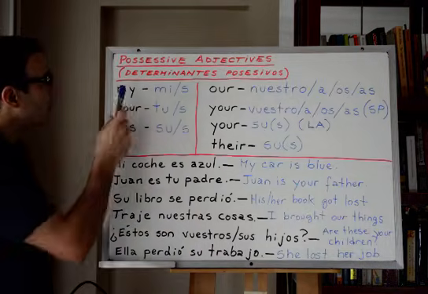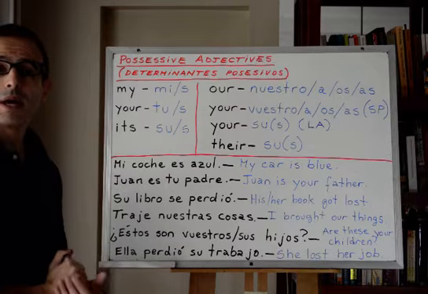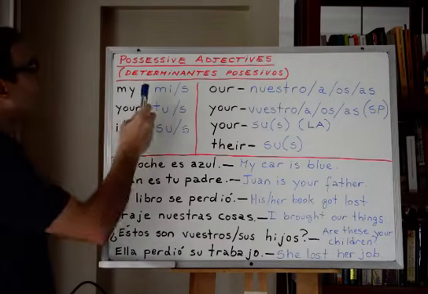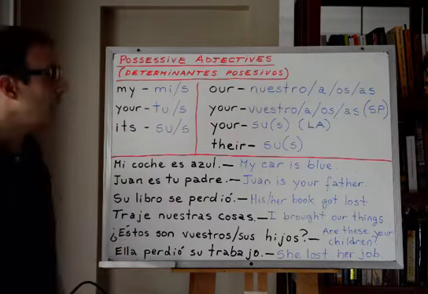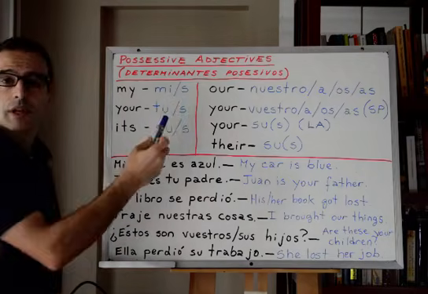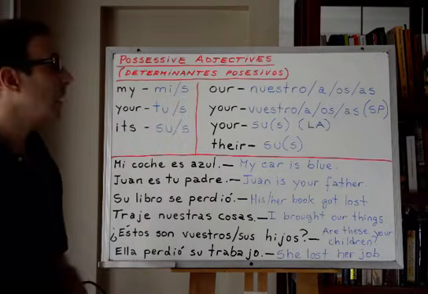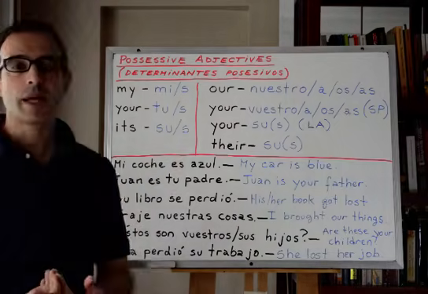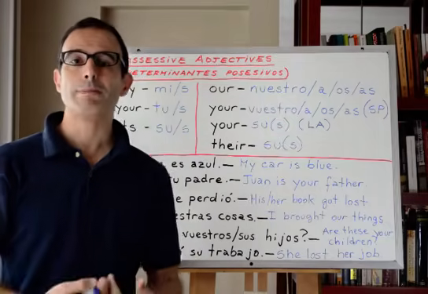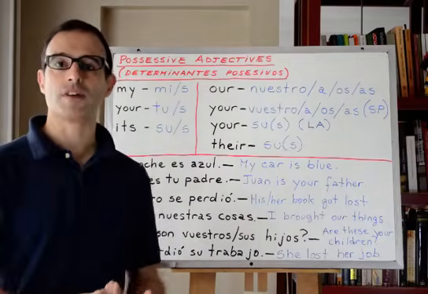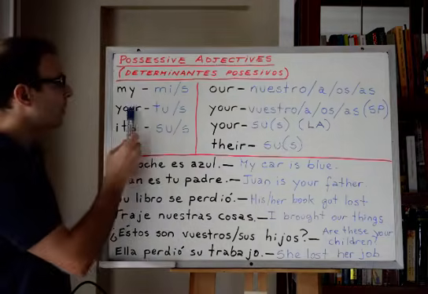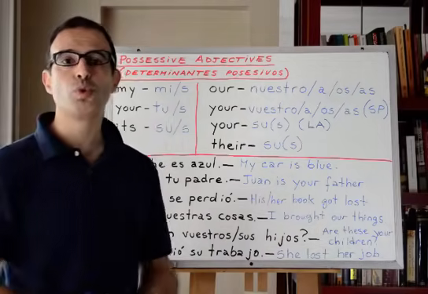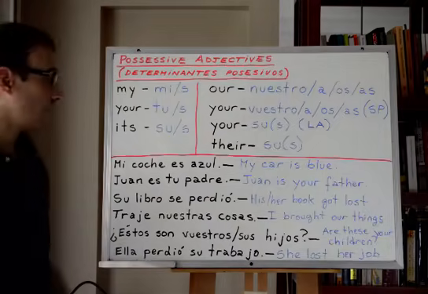So first let's start reading the possessive adjectives or determinantes posesivos, which are mi for my, and for the plural, if the noun is in the plural, we say mis. For example, mi coche for my car, mis coches for my cars, plural. For your, we say tu coche for your car, tus coches for your cars.